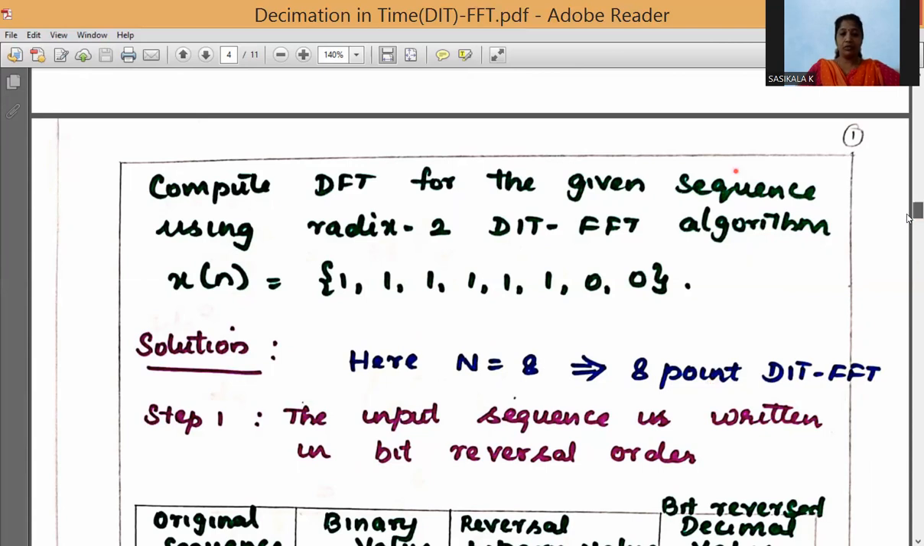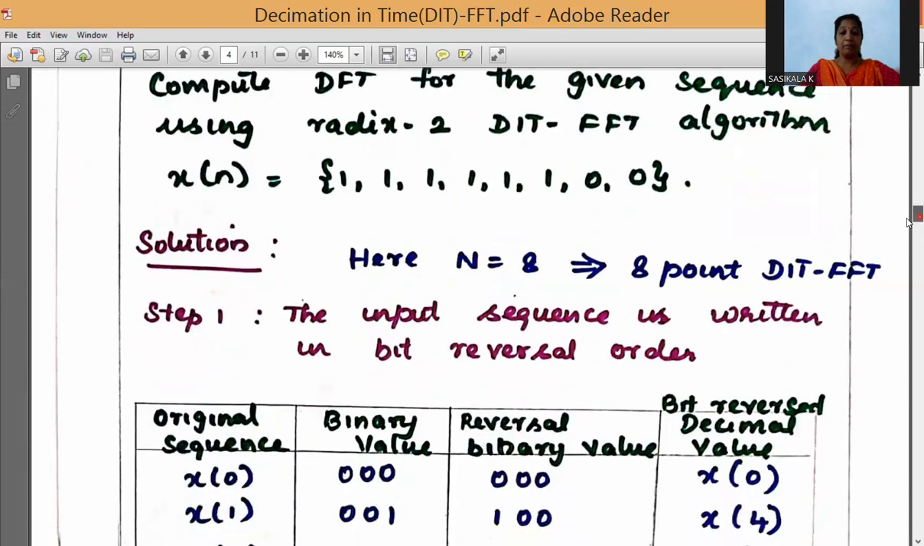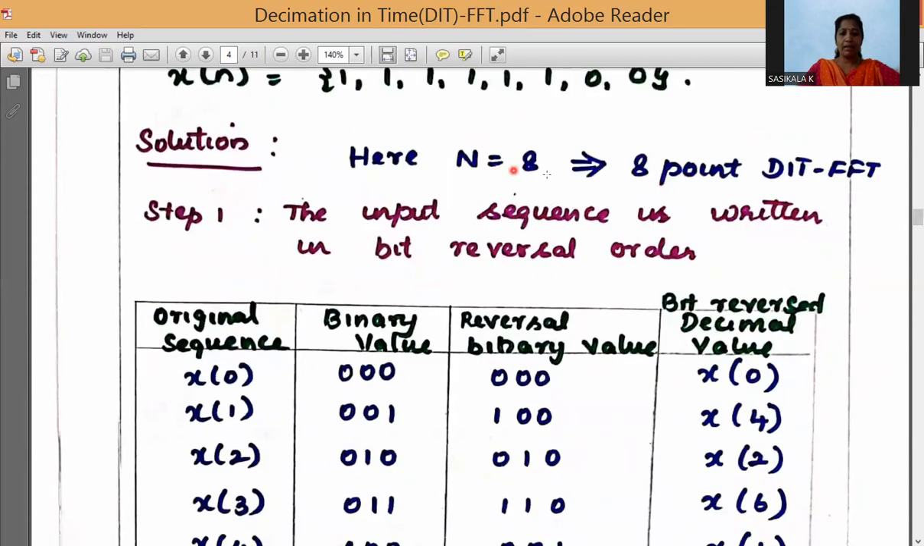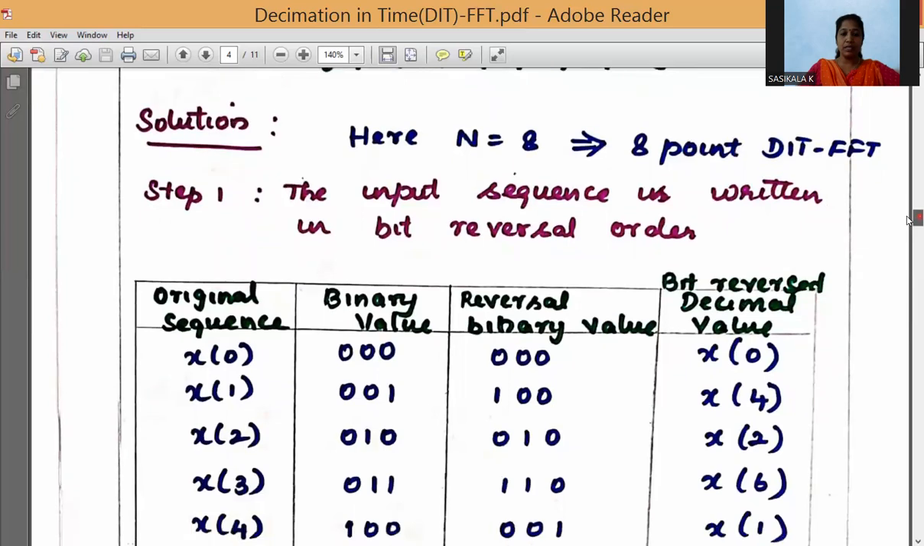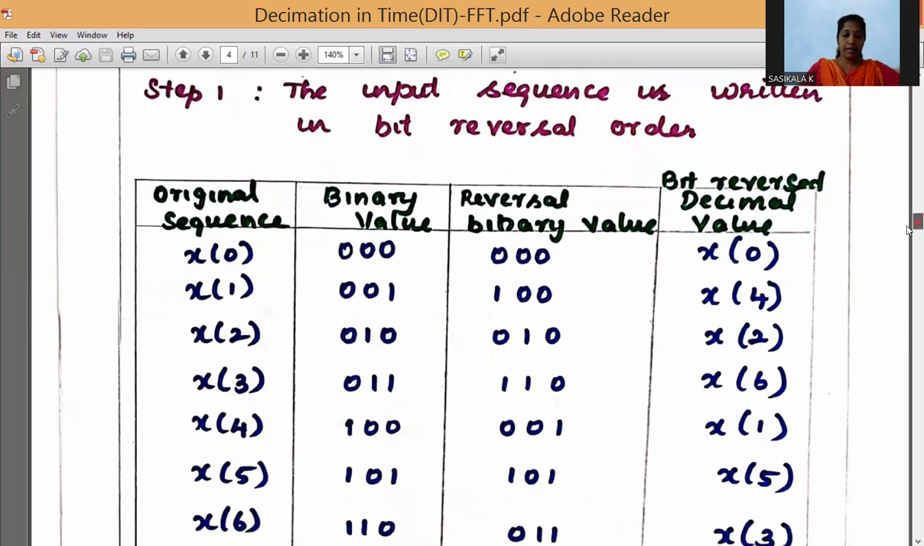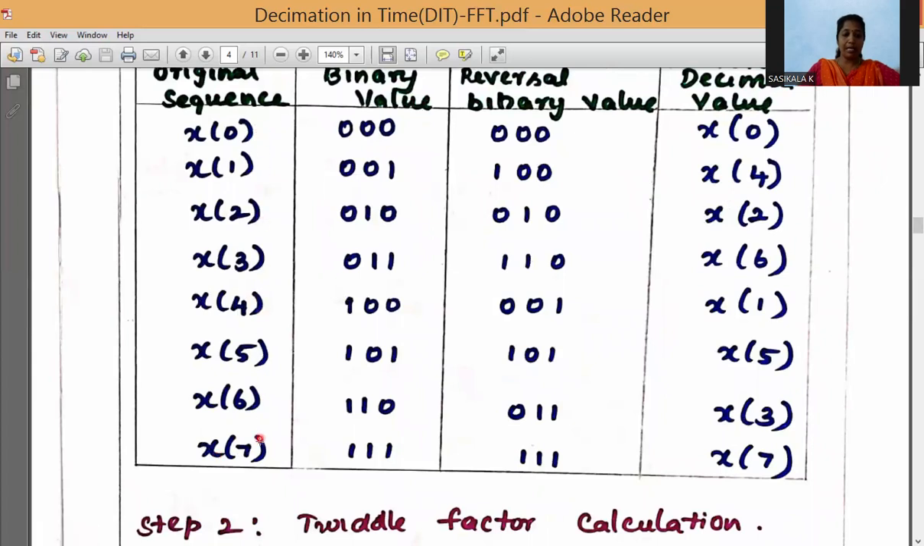Step 1. The input sequence should be written in bit reversal order in the case of DIT. So listen, N is equal to 8. If we want to access 8 inputs or 8 outputs, we need 3 bits. So we are using 3 bits to represent each number. Since we have 8 points, the input starts from 0 and ends at 7, so I have 8 inputs in total.